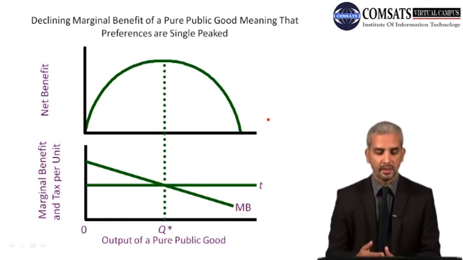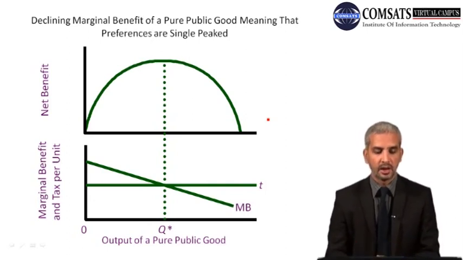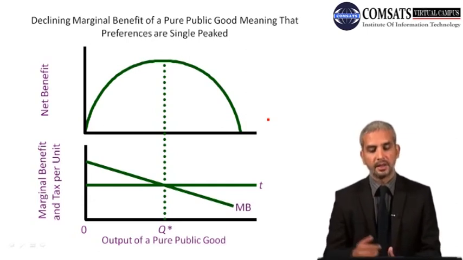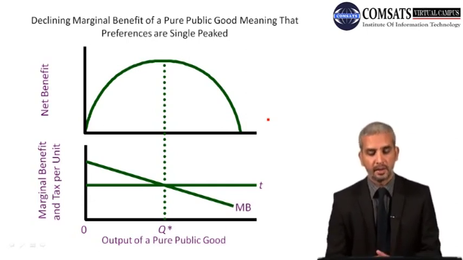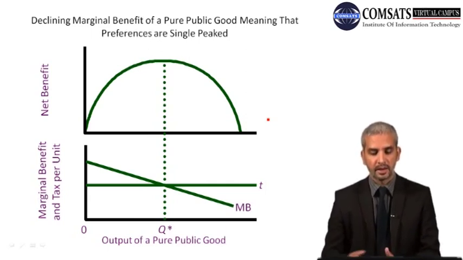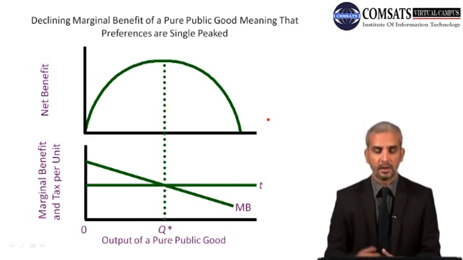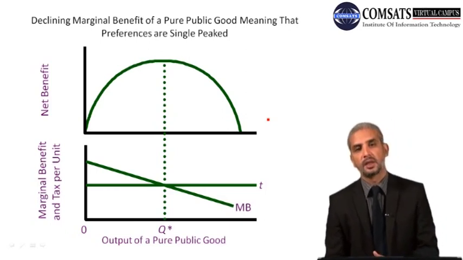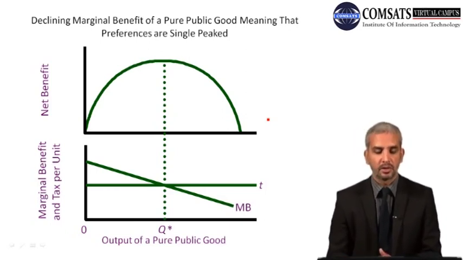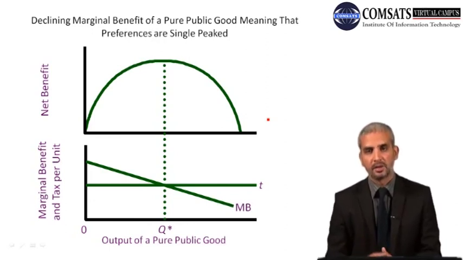So as long as marginal benefit on the lower panel is above the marginal cost or the tax share, the net benefit is increasing. So at the point where marginal benefit intersects the tax share, the net benefit is at its maximum, or net benefit is at its peak. Now, as soon as marginal benefit is below the tax rate or tax per unit or the tax price, it would pay to reduce the quantity, and the net benefit starts to decline, and now it is downward sloping.